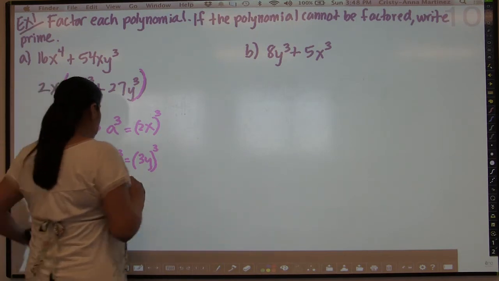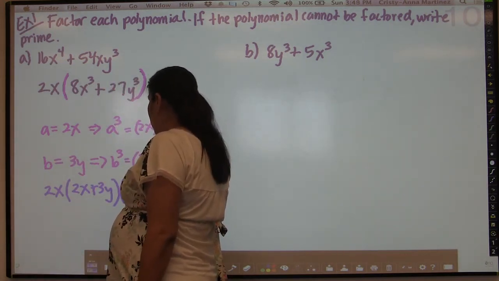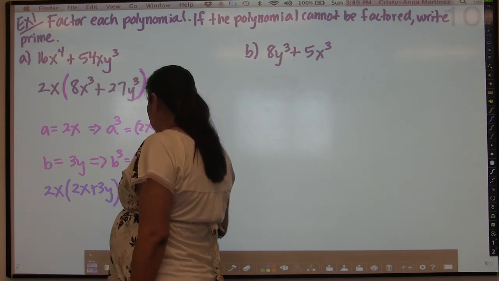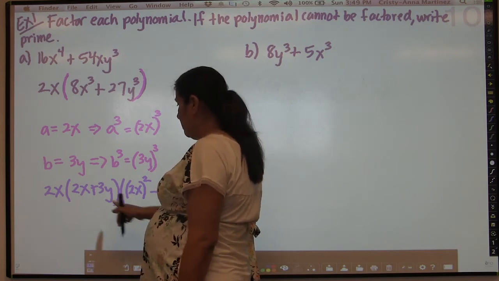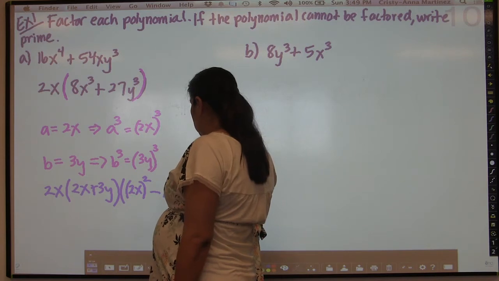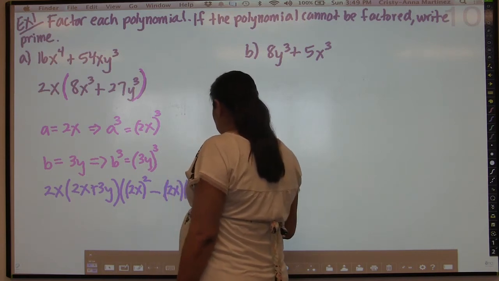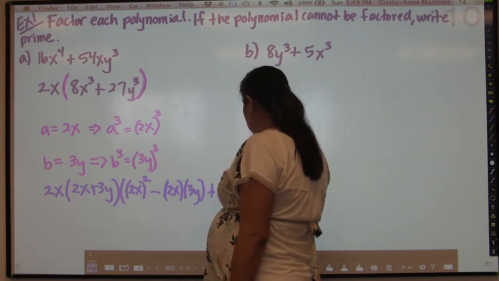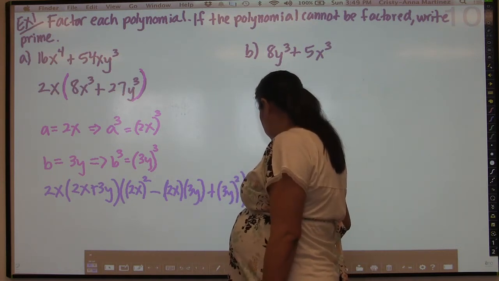My second step is going to be to take a squared, that means 2x squared, and that means you have to square the 2 and the x, so there's my a squared. My next sign is going to be a minus because it's always the opposite of this guy. So then I'm going to get a times b, which is 2x times 3y. And lastly, I'm going to go plus b squared, and b is 3y squared.